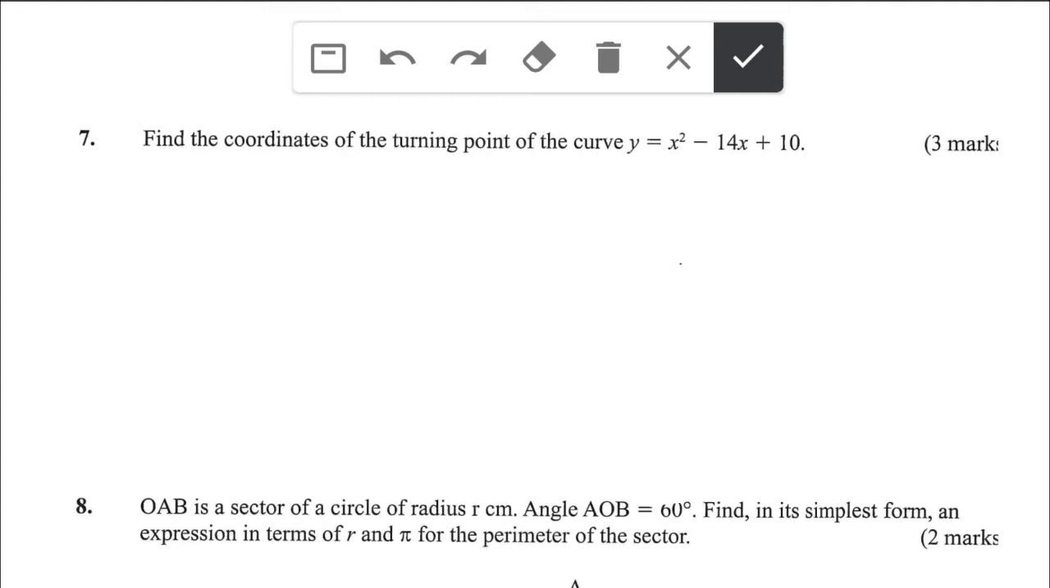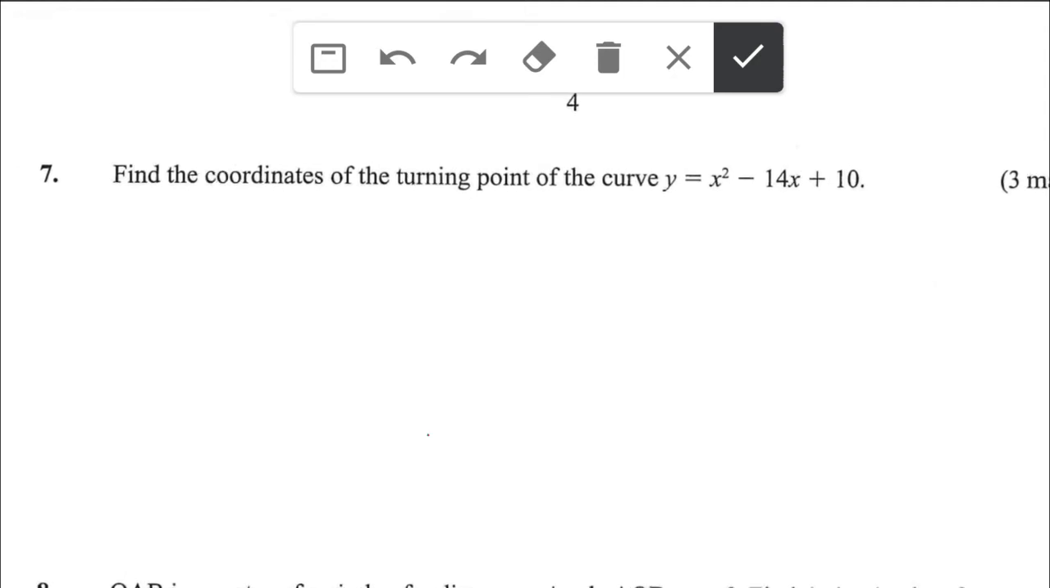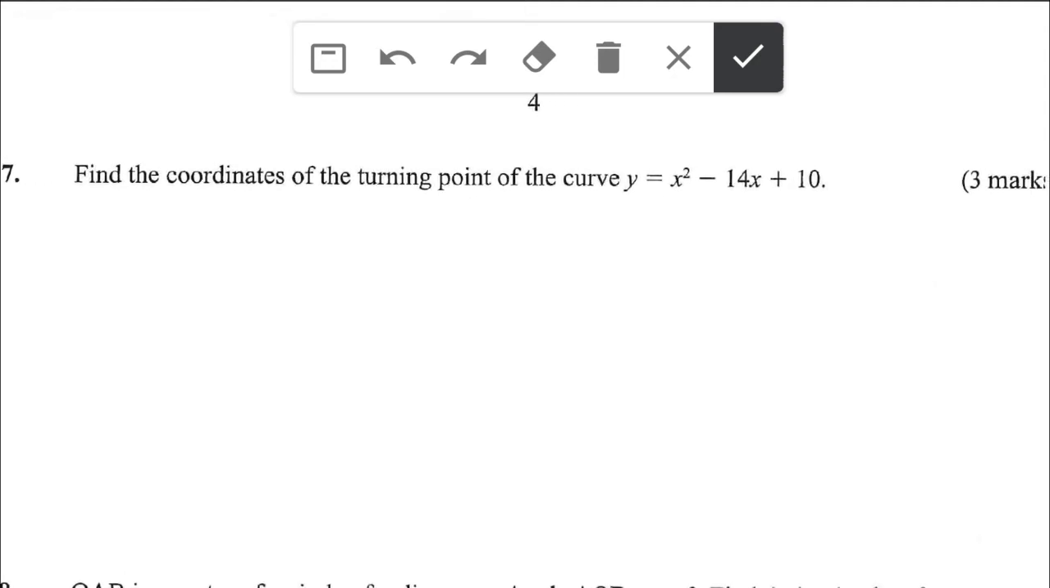We're now looking at question number 7. The question reads, find the coordinates of the turning point of the curve y equals x squared minus 14x plus 10. Now, what do we mean by turning point?